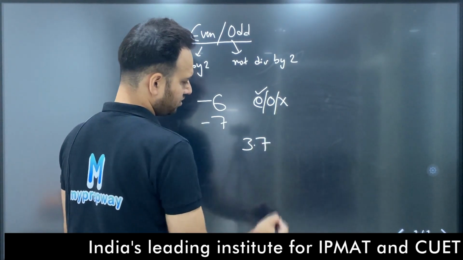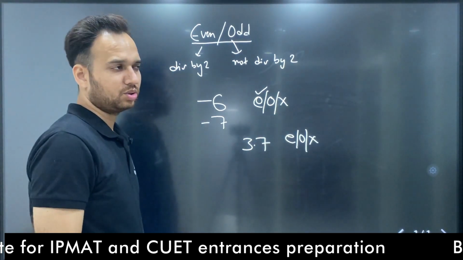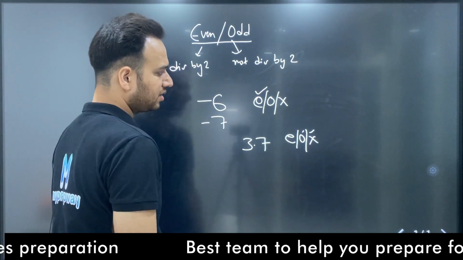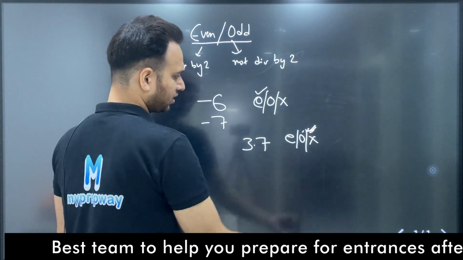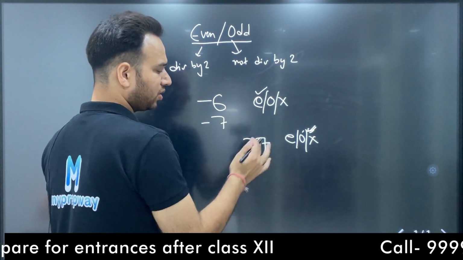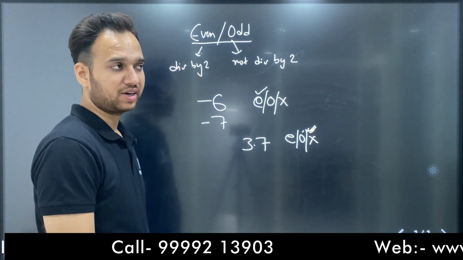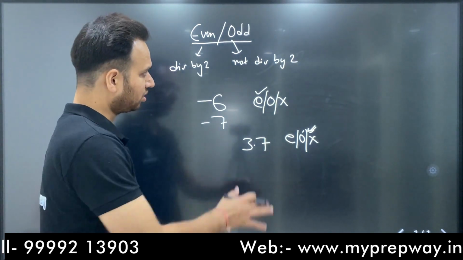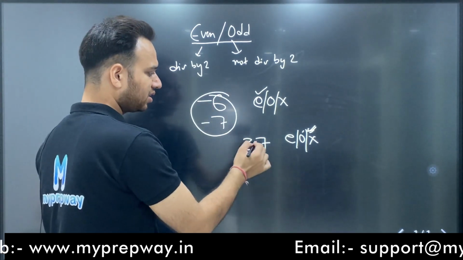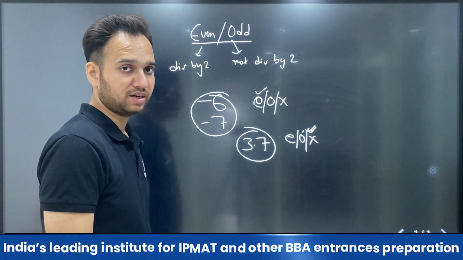3.7, something like this. Is it an even number, odd number or nothing? Many of you will say odd and many of you will say nothing. The right answer is nothing, because the concept of even and odd is not applied on decimals, non-integral values. So it is defined for negative numbers, but not for decimal numbers.